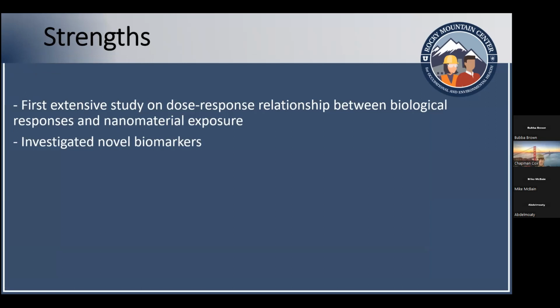Another strength is, as I mentioned, this is the first extensive study on the dose response relationship between nanomaterials and your immune system. And coming with that, you're going to receive novel immune responses indicating what's happening to your body. So discovering some of the different cytokine responses linked with some nanomaterial exposure is pretty fascinating.